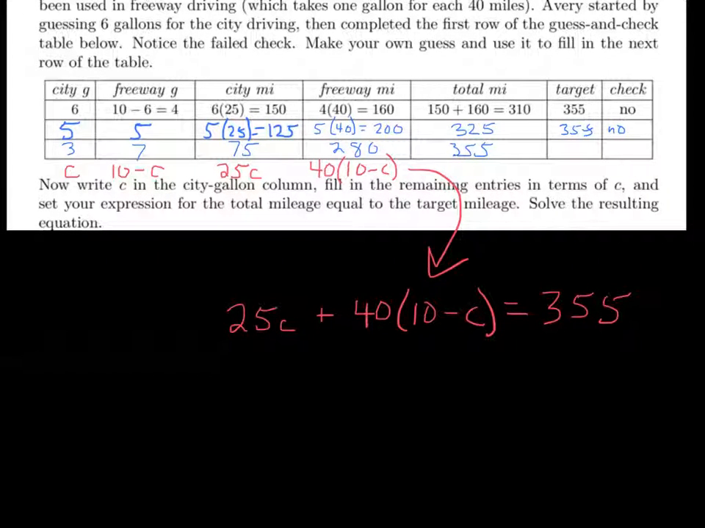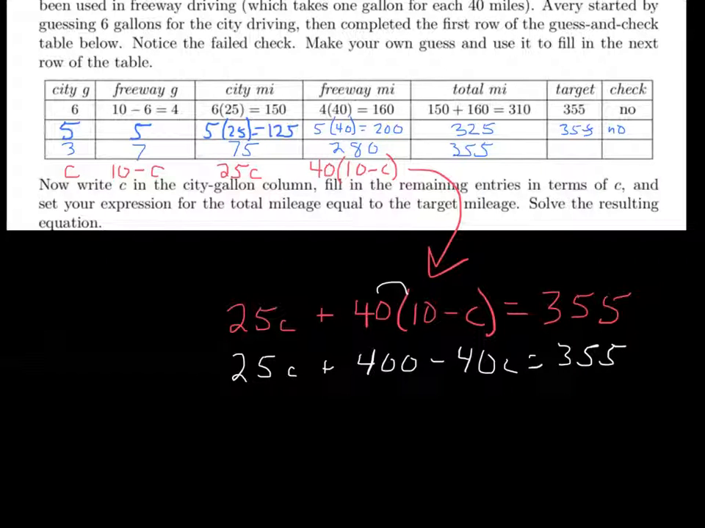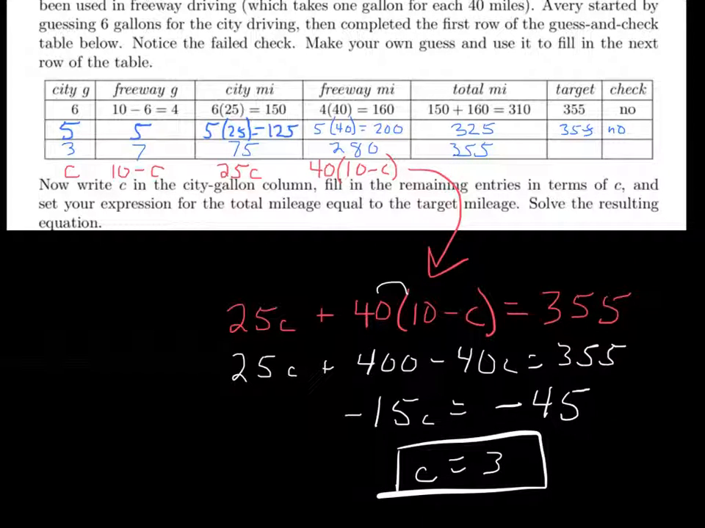So once we have that, it says to solve the equation now. If we solve this, we should get 3 for C. We'll go ahead and solve it outright. We'll use white now. That'd be 25C plus, distribute, 400 minus 40C equals 355. We can combine like terms. It would be negative 15C equals, I just combine those, and then subtract the 400 from both sides, which would be negative 45. So C equals 3. Make sense?